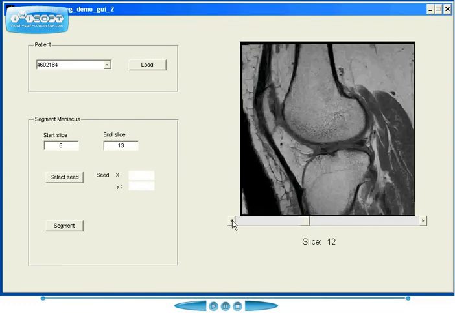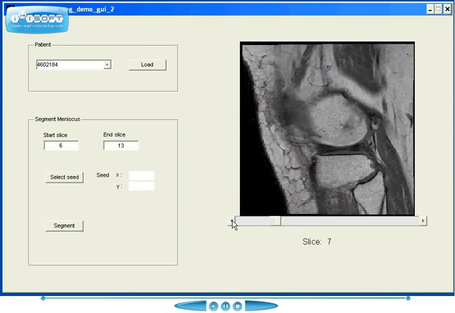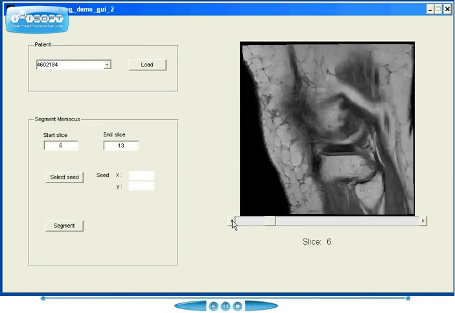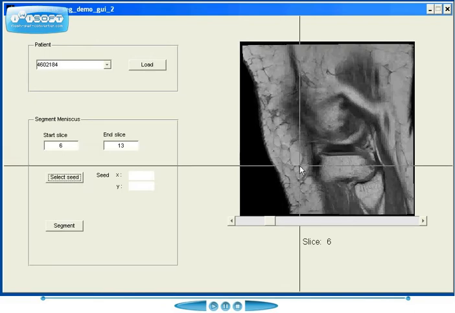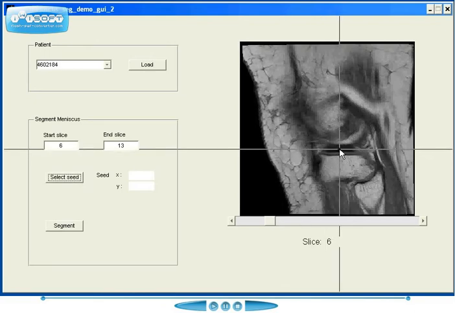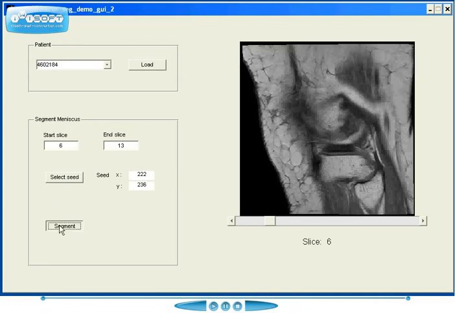Now returning to our first chosen slice, slice 6, we need to identify a seed point. This point indicates to the algorithm where in the image that the meniscus is located and begins its region growing method. In this case, we chose seed point 222 and 236. So these are the only required manual inputs, and the rest is done automatically.